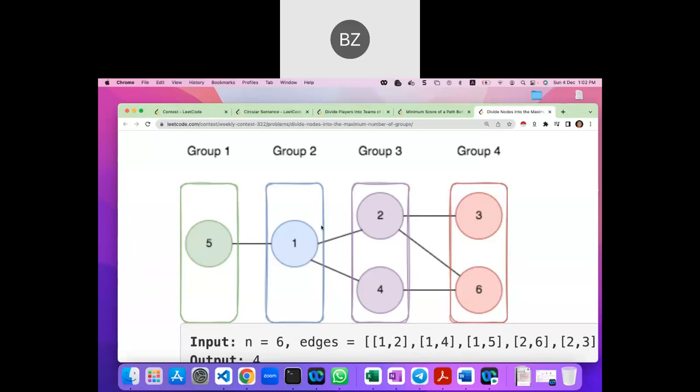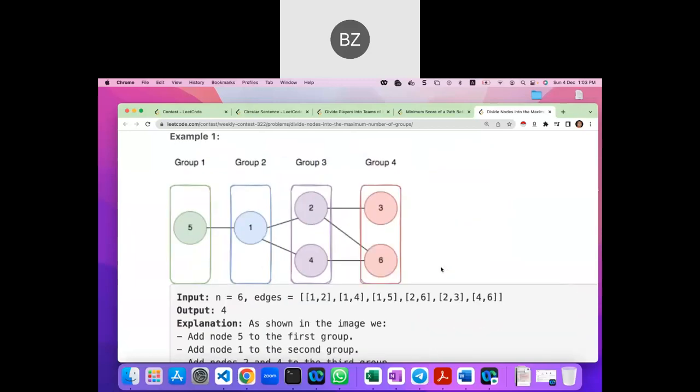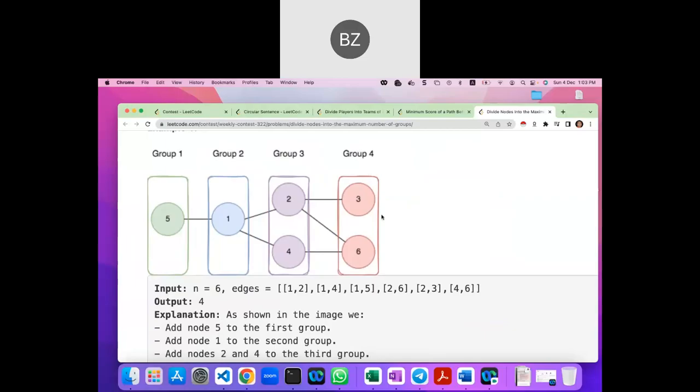So if graph is two colorable, that simply means we can divide them into multiple groups. So this is the first check that we needed to know whether they are colorable or not, or whether they are divisible in the groups or not.